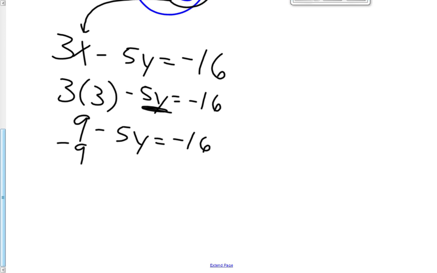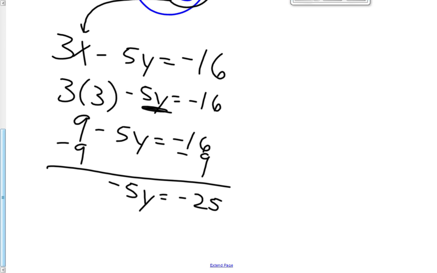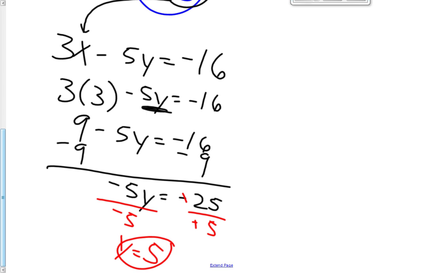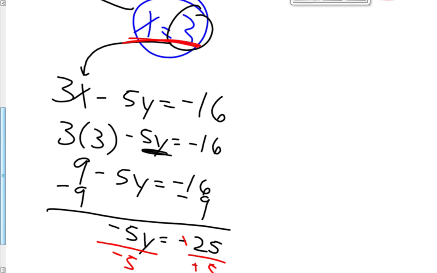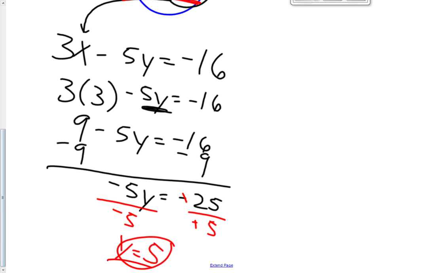I'm going to now subtract 9 from both sides, and I get negative 5y equals negative 25. Negative 16 minus 9 more is negative 25. So finally, when I divide both sides by negative 5, I get y equals a negative divided by a negative is a positive, and 25 over 5 is a positive 5. So my x-coordinate is 3, and my y-coordinate is 5. I always write that as an ordered pair. x is 3, y is 5.